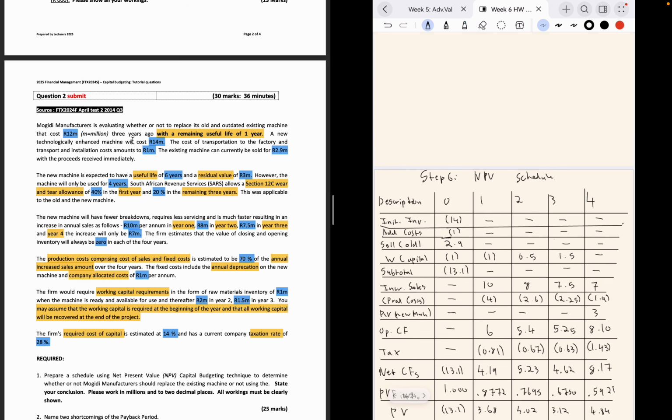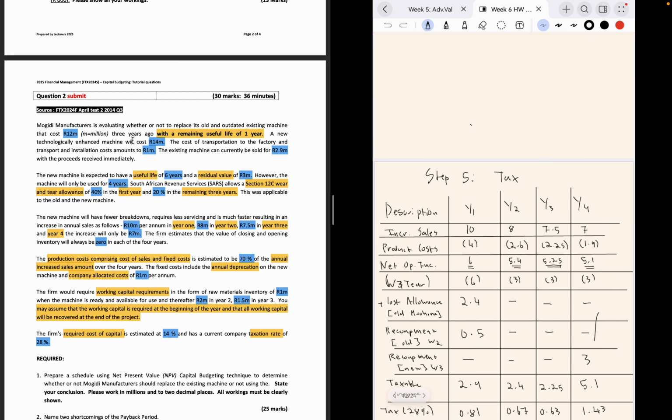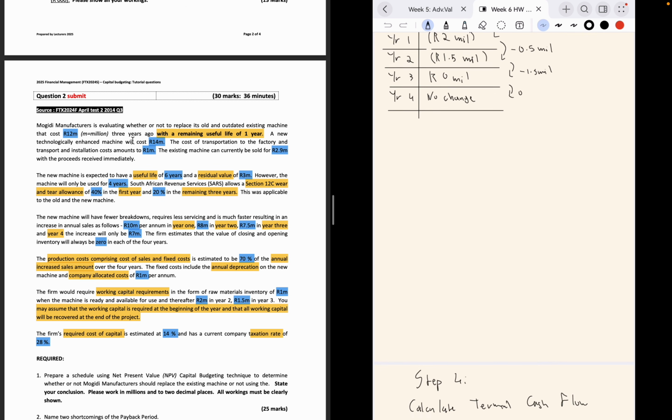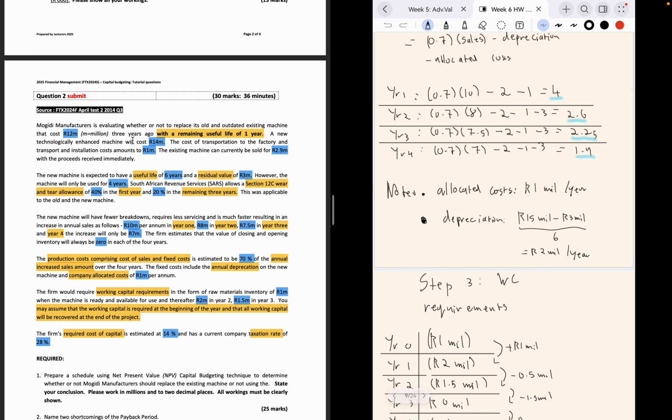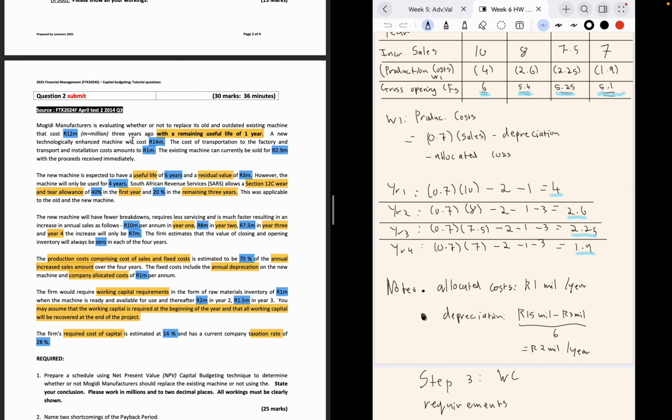I just want to quickly go back to the production cost because I remember I couldn't fully figure out one component of it. I'm not sure if I'll remember it. Maybe I was too quick in making the notes. I'd recommend you maybe just skip forward in the video in case I don't figure this out. So it's 0.7 times 10 minus the depreciation minus the allocated costs. I just want to figure out, if I say 0.7 times 8 minus 2.